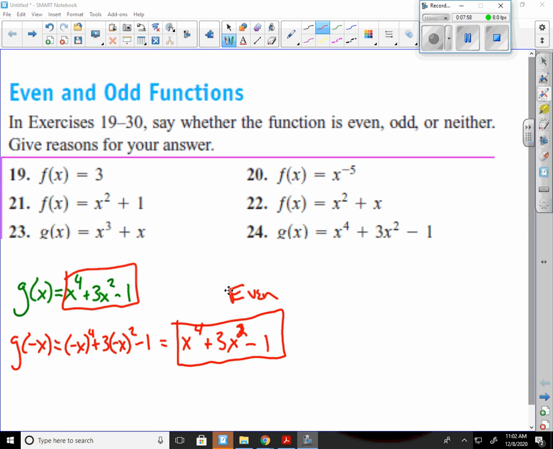Since they're exactly the same, it makes it even. Make sense?